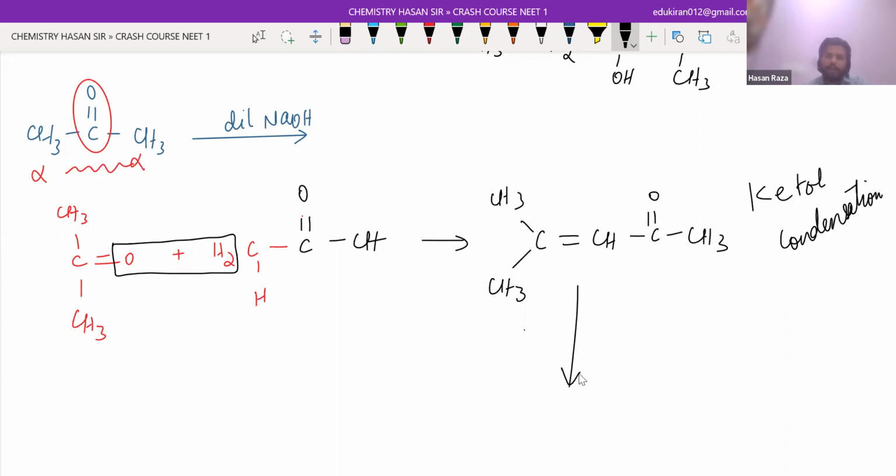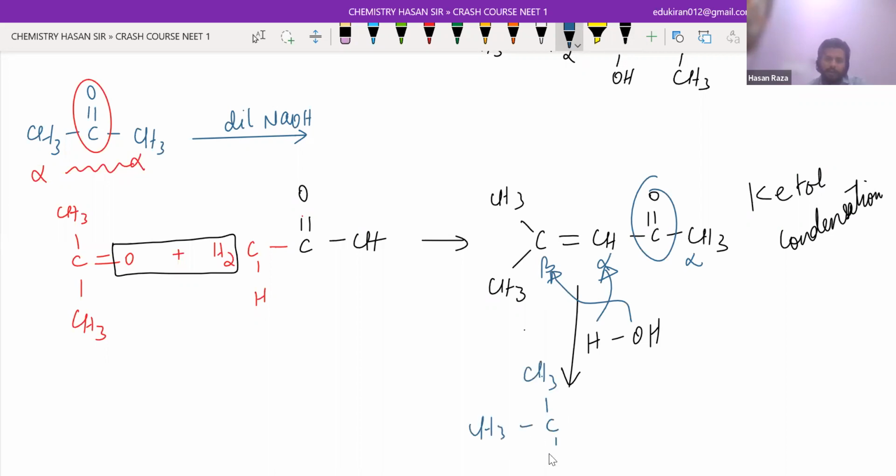And if you want to get ketol product, so HOH, you know that this is your main functional group, alpha, beta. This is also your alpha, but you are going to take here only where double bond is present. And you will be getting CH3 is there, CH3 is there, and then OH will come at beta, and then single bond it becomes CH2, and then C double bond O CH.